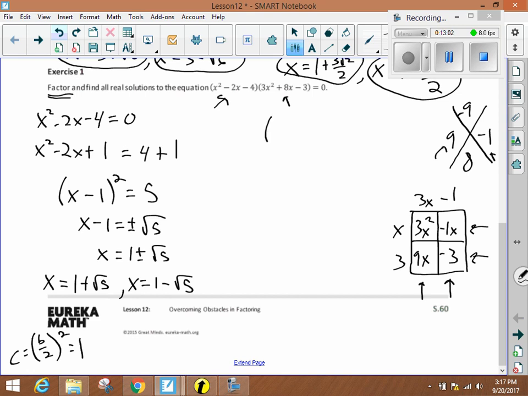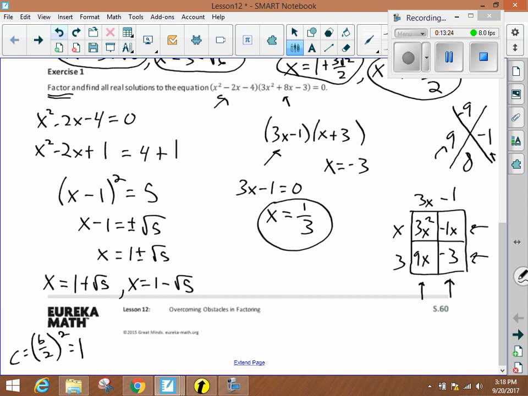So this thing is actually equal to 3x minus 1 times x plus 3, which means that my other two solutions are going to be x equals negative 3. And if I solve 3x minus 1 equals 0, I'll have that x is equal to 1/3. Boom, boom, boom, and whoosh. We did it. Hey, let's do more. These are fun.